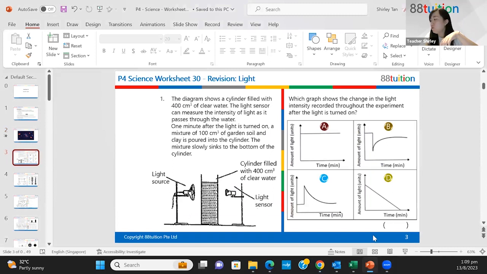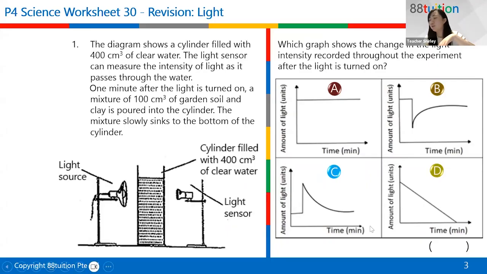Right. Okay. We're going to go through the questions first. First question, okay? The diagram shows a cylinder filled with 400 centimeters cube of clear water, the light sensor can measure the intensity of light as it passes through the water. 1 minute after the light is turned on, a mixture of 100 centimeters cube of garden soil and clay is poured into the cylinder. The mixture slowly sinks to the bottom of the cylinder. Which graph shows the change in the light intensity recorded throughout the experiment after the light is turned on?